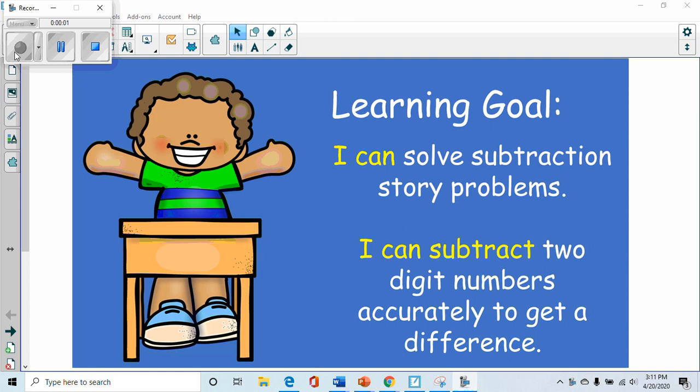Let's take a look at today's learning goal. I can solve subtraction story problems. I can subtract two-digit numbers accurately to get a difference.